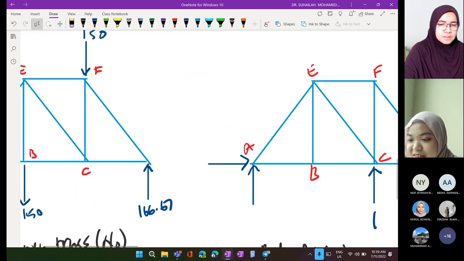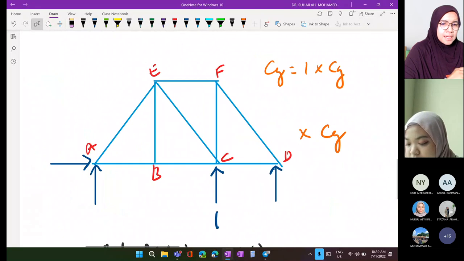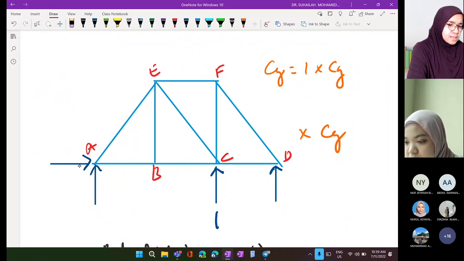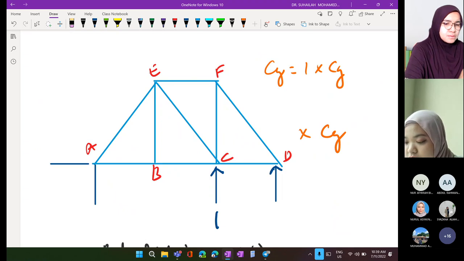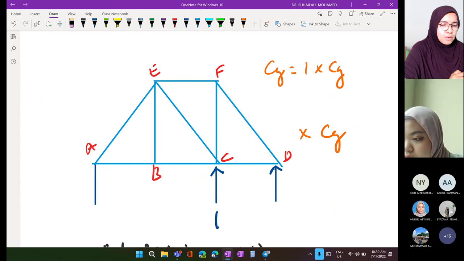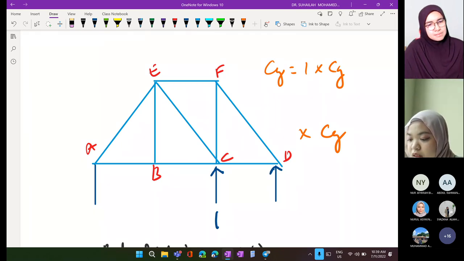Okay, now calculate this. AX is 0. What is AY and DY for the redundant frame, the redundant truss?